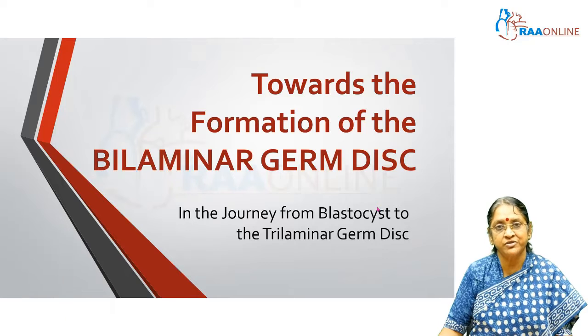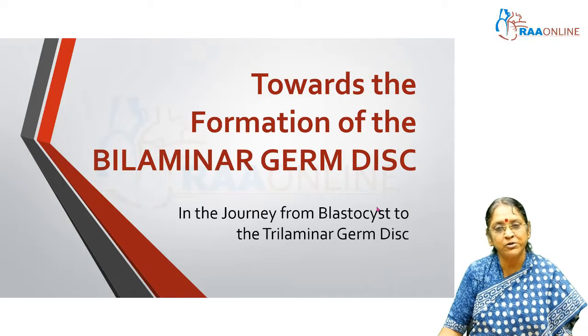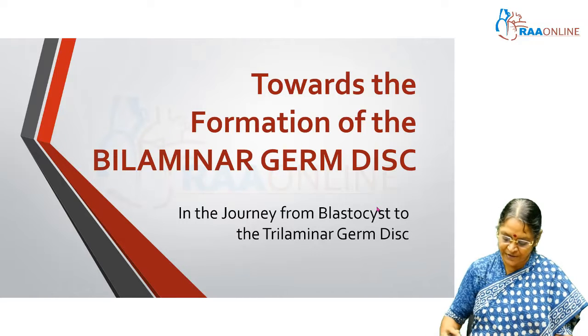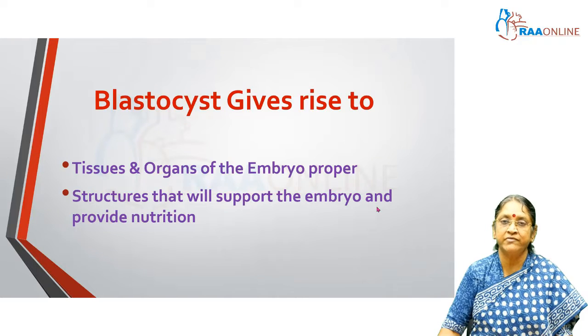And in our session today, we are about to see certain changes which happen in the first week of embryonic development, leading to further progression to the formation of what is called a germ disc. Towards the formation of the bilaminar germ disc, it says. Of course, it also says in the journey from the blastocyst to the trilaminar germ disc. Let's first get to know what happens when the blastocyst develops further.